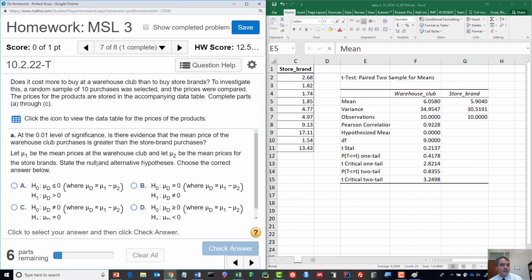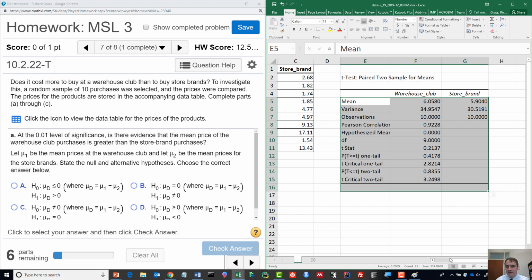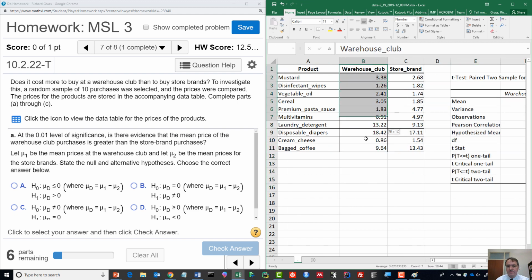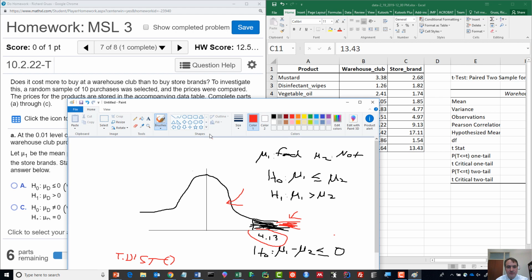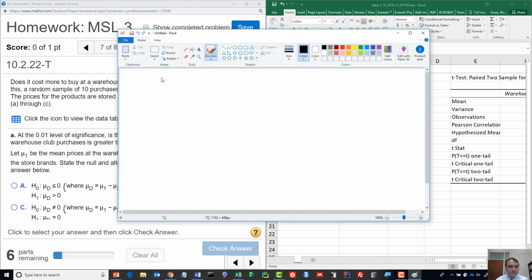So let's go through these questions step by step. We're letting mu1 be the mean prices at the warehouse club, so this average, and mu2 be the mean prices for the store brands. Then it says, state the null and alternative hypotheses, and once again we have to investigate what our hypotheses are.